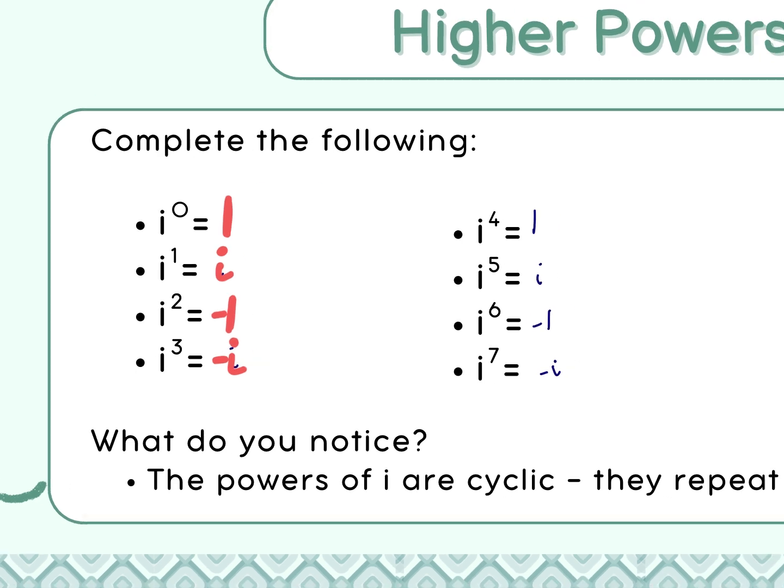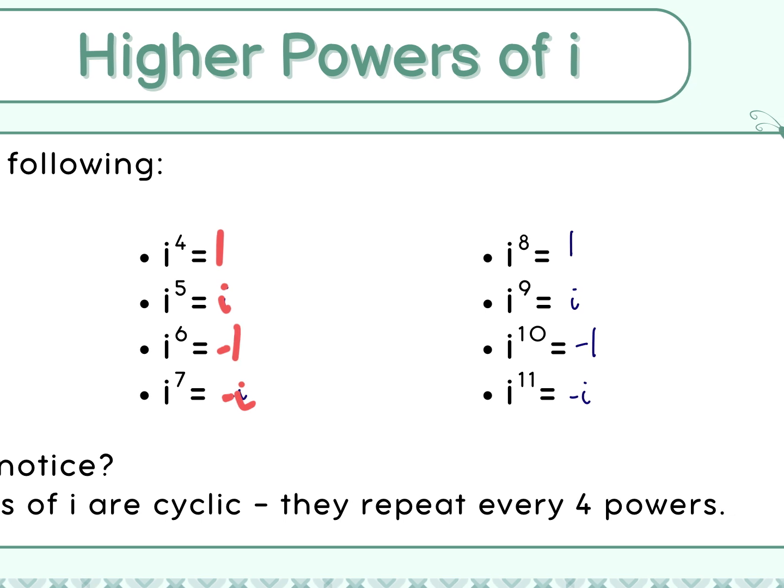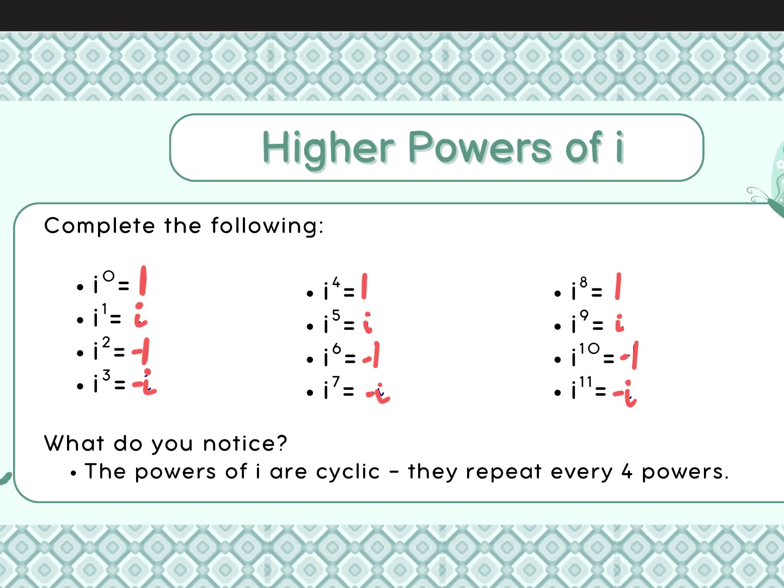So here is the pattern. If you have i to the fourth power, it's 1. i to the fifth power, it's i. i to the sixth power, it's -1. i to the seventh power, it's -i. i to the eighth power, 1. i to the ninth, i. i to the 10th, -1. i to the 11th, -i. What do you guys notice about the pattern?